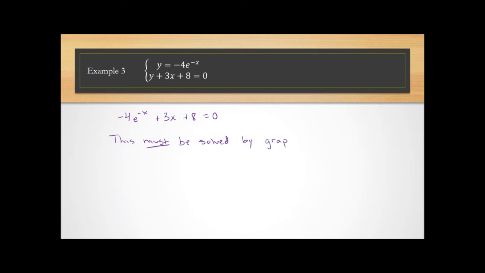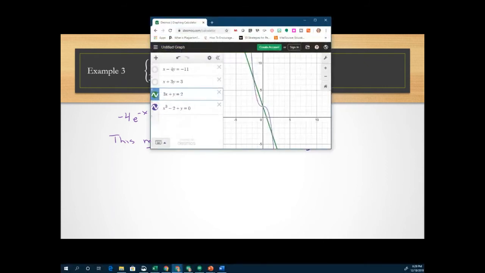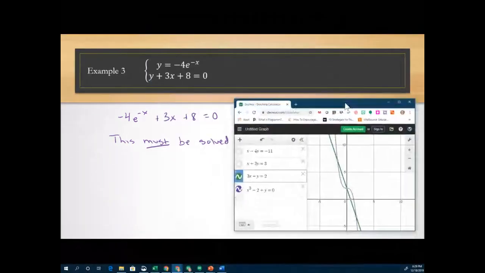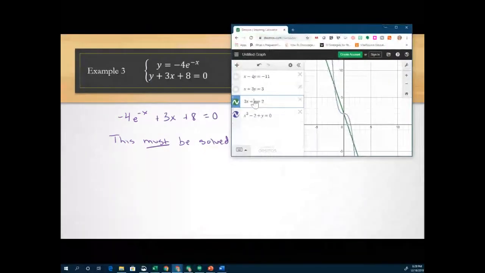If we didn't have the 3x there, we could solve it by algebra because then we can take the natural log and solve for x. But because we have an x in the exponent and not in the exponent, we can't use our methods that we know for solving. So I'm going to bring back up Desmos, and we're going to solve this one by graphing.